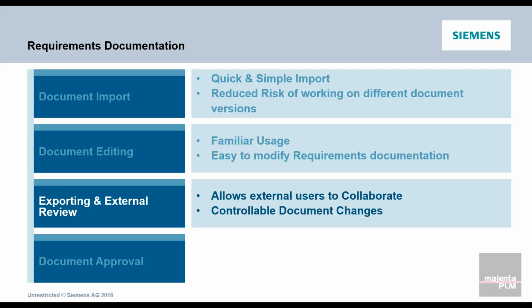So we've seen there within that demonstration again how we can allow external users to collaborate within our documentation that we have within Polarion. So we can export it out as we've seen. And we do also have full control over those document changes that we want to have. So do we want to allow them to make changes to particular fields? Do we want them just to be able to add comments, or do we want them to have full collaboration access to our document?